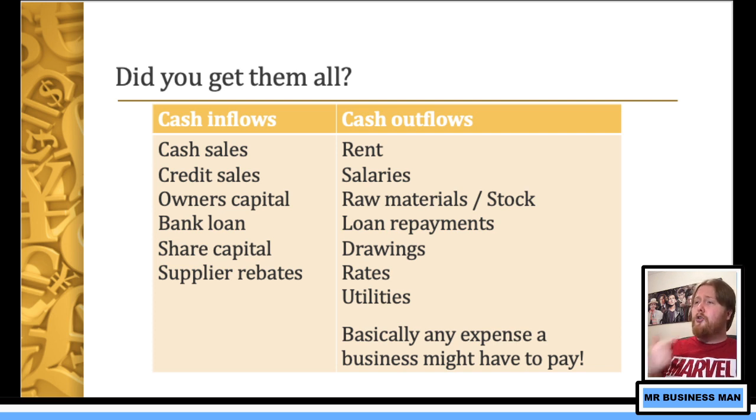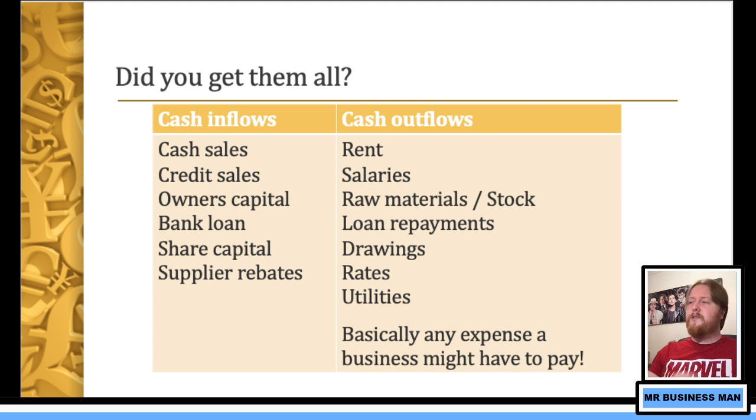Yeah, we did. So cash sales, credit sales is literally just allowing people to buy things on credit. Owner's capital, we can invest our own money if we want, can't we? A bank loan, we could get money from investors or the bank. Share capital, sell some shares, get the money from that. Remember, capital is money. So we get the money from that. Or supplier rebates. They didn't talk about grants and things like that. So I'll have an extra point for that.